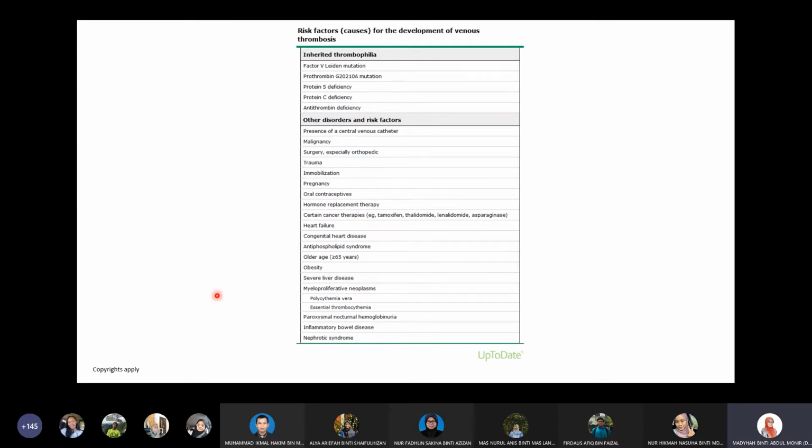Alright, so what are the risk factors for the development of venous thrombosis? You have also seen this before. So just a recap, it can be divided into inherited or acquired, or sometimes they call it primary or secondary. The inherited one is quite uncommon in our population. But the most common cause of inherited thrombophilia is factor 5 Leiden mutation, followed by the other inherited causes: the prothrombin mutation, protein S, protein C, and also antithrombin deficiency.